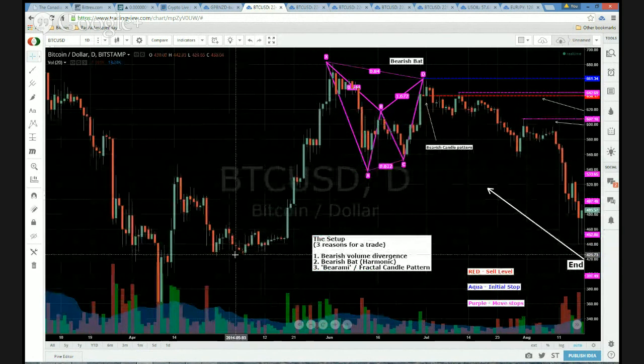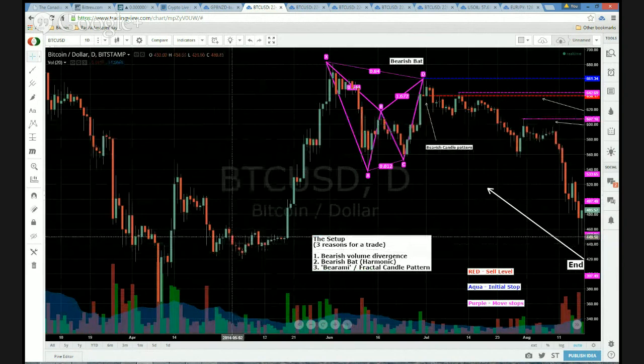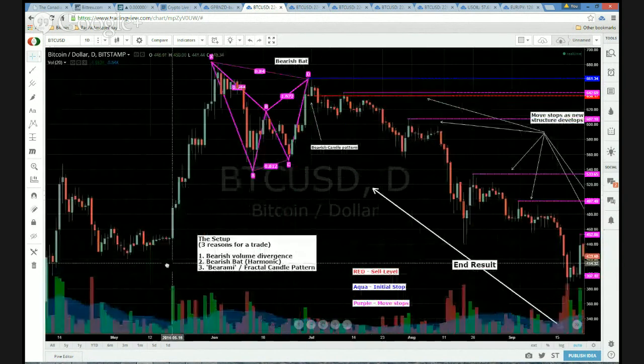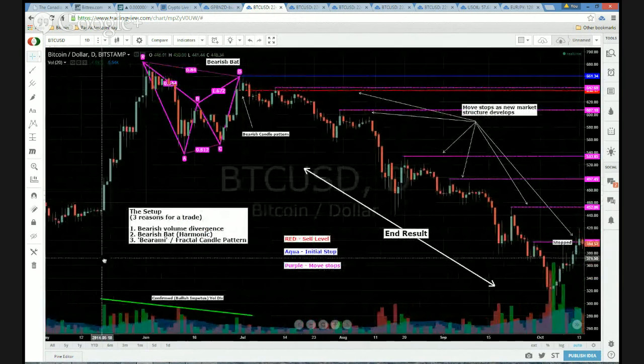I guess 2014. Yeah. Nice double bottom, big breakout, OTE, and so on. Take the course if you want to learn more about that.